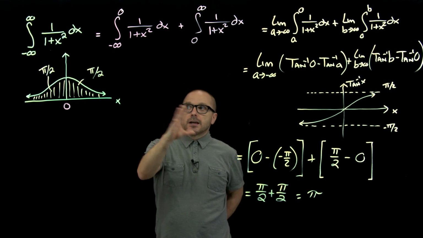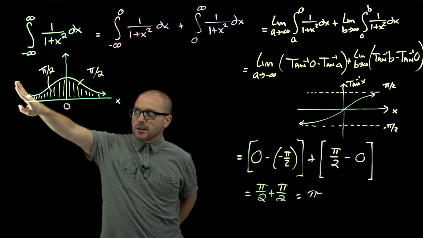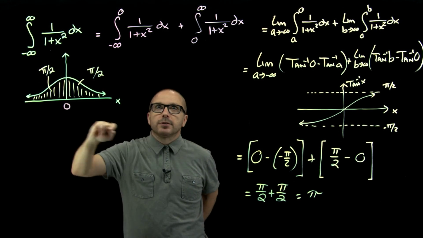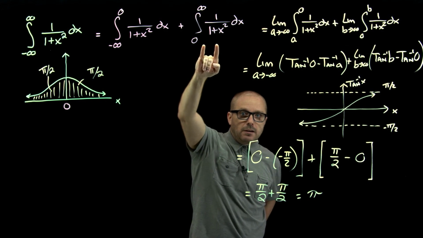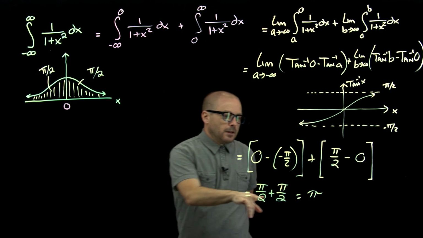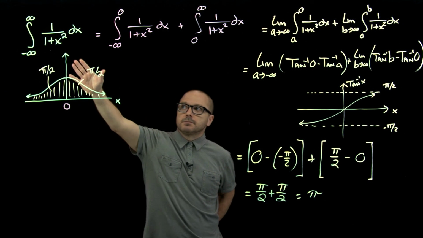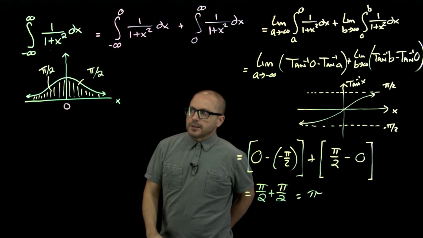But this one does exist. Both integrals exist. It's convergent. We have a convergent integral here, pi over 2. We have a convergent integral here, pi over 2. And so together, pi. So this is a convergent integral overall from negative infinity to infinity.